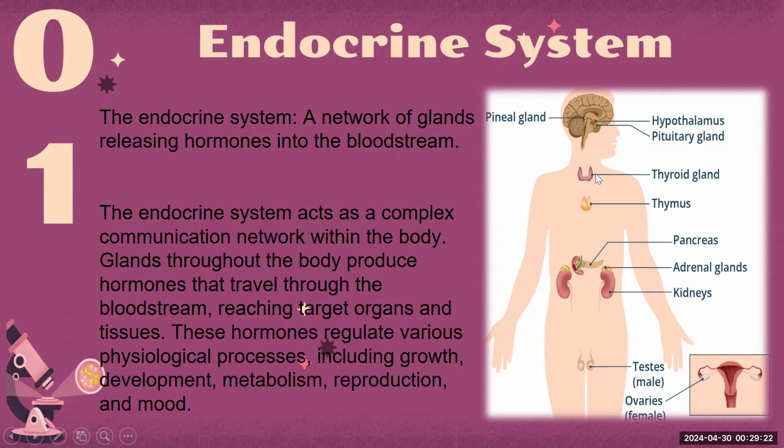The thyroid gland and parathyroid gland are the second glands in the neck. We have the thymus gland and the pancreas, and our concern today is the pancreas because it releases glucagon and insulin. The adrenal gland releases adrenaline, norepinephrine, and epinephrine. And the last ones are the testes and ovaries. Testes in males, of course, and ovaries in females, which produce testosterone and estrogen.